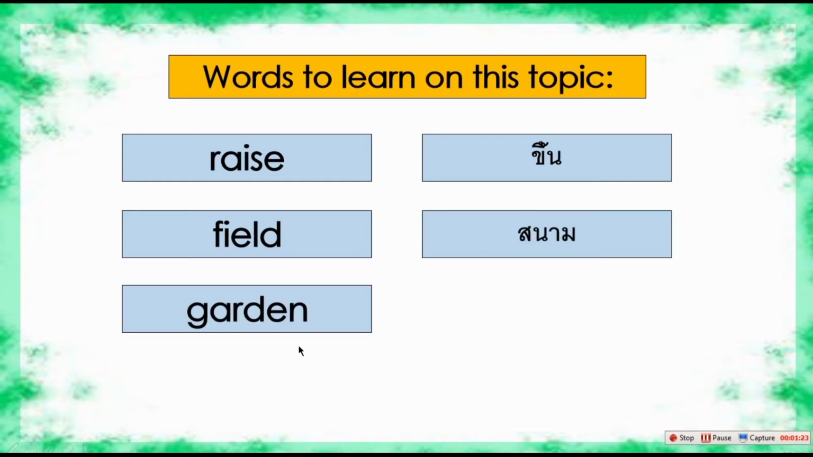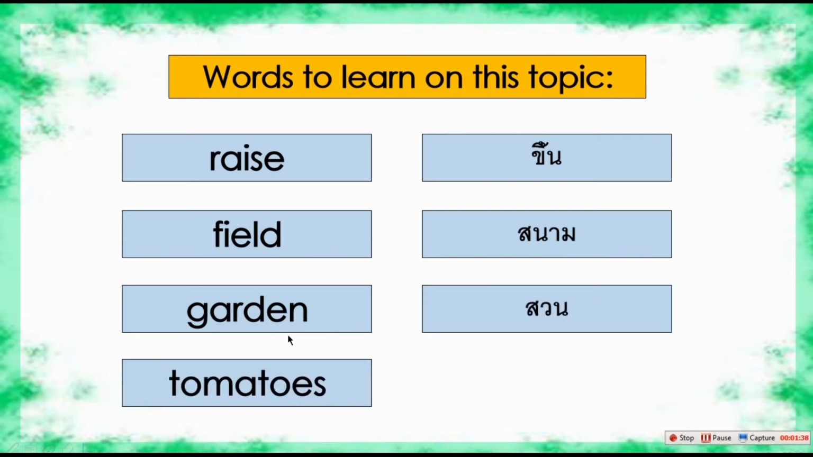Next, garden. Garden. G-A-R-D-E-N, garden in Thai. Next, tomatoes. Again, tomatoes. T-O-M-A-T-O-E-S, tomatoes in Thai.